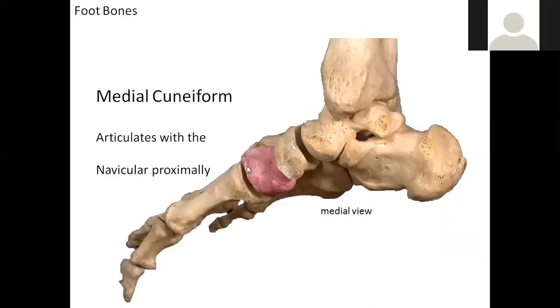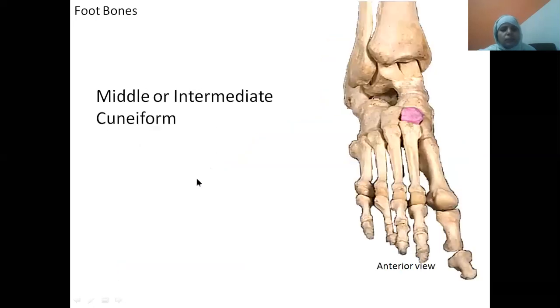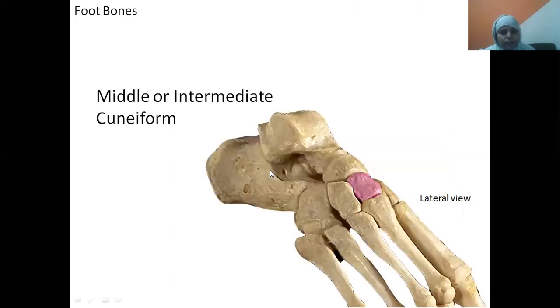Okay, it articulates proximally, like this is a medial cuneiform, right? So it is articulating with the navicular. And what is the name of this bone? It's the first metatarsal, isn't it? The base of the first metatarsal. Okay. So this is the middle cuneiform bone. It is also articulating with the navicular and it is articulating with the second metatarsal. Okay.